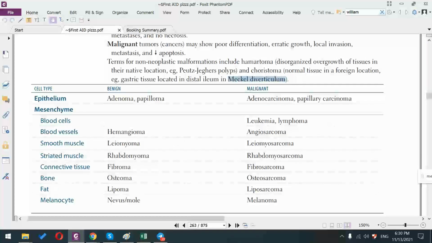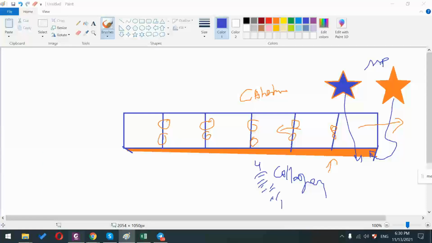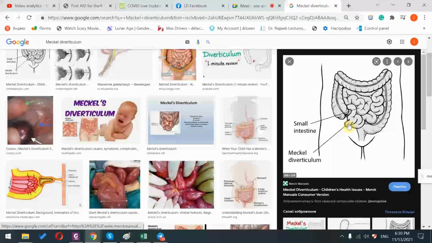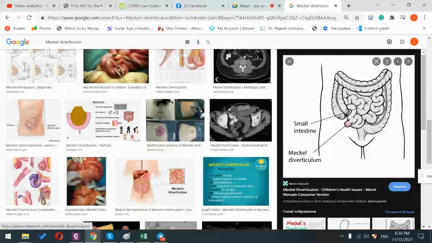The next one here is as follows. You have naming of different tumors. Oh, wait, before I forget. Inside of this Meckel diverticulum, you can have an overgrowth of what? Of foreign tissue, like gastric tissue or pancreatic tissue.